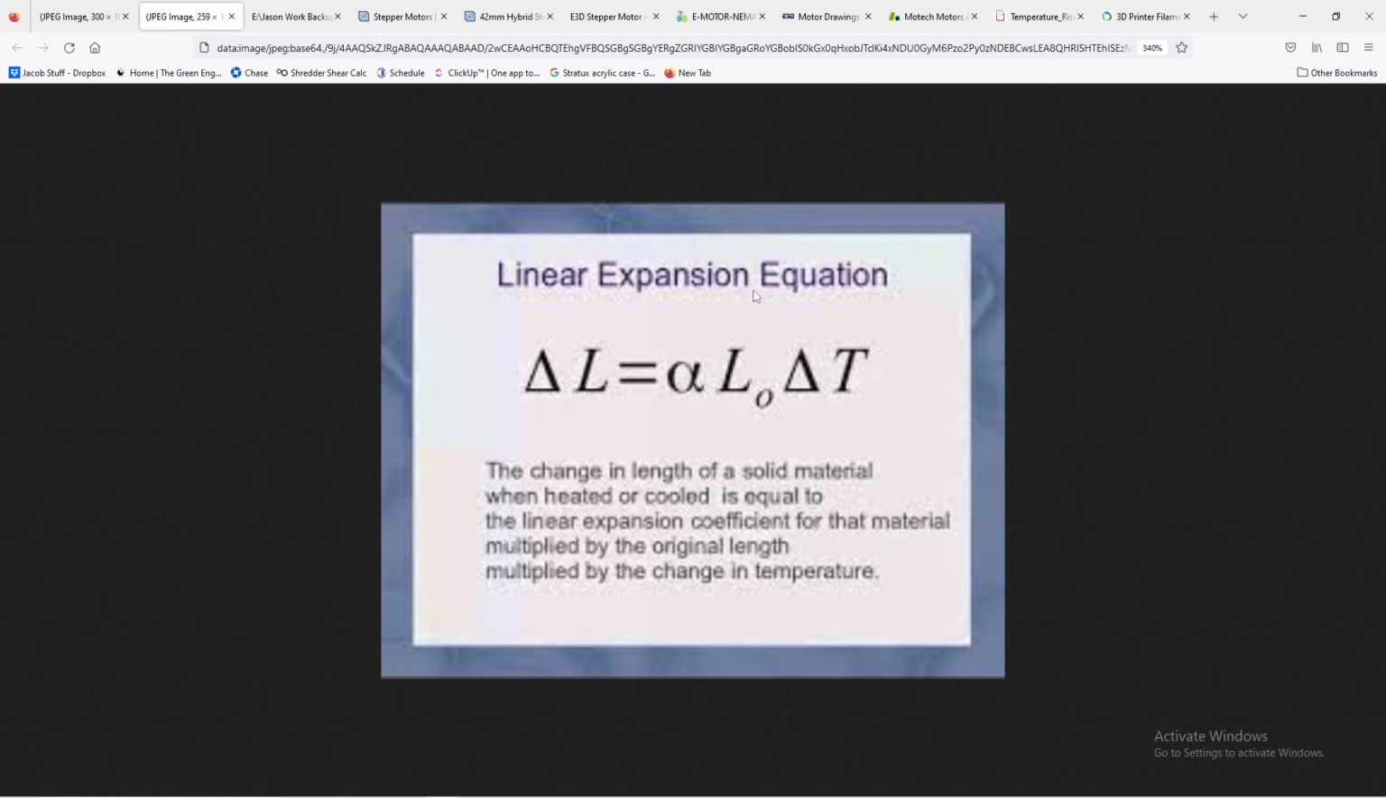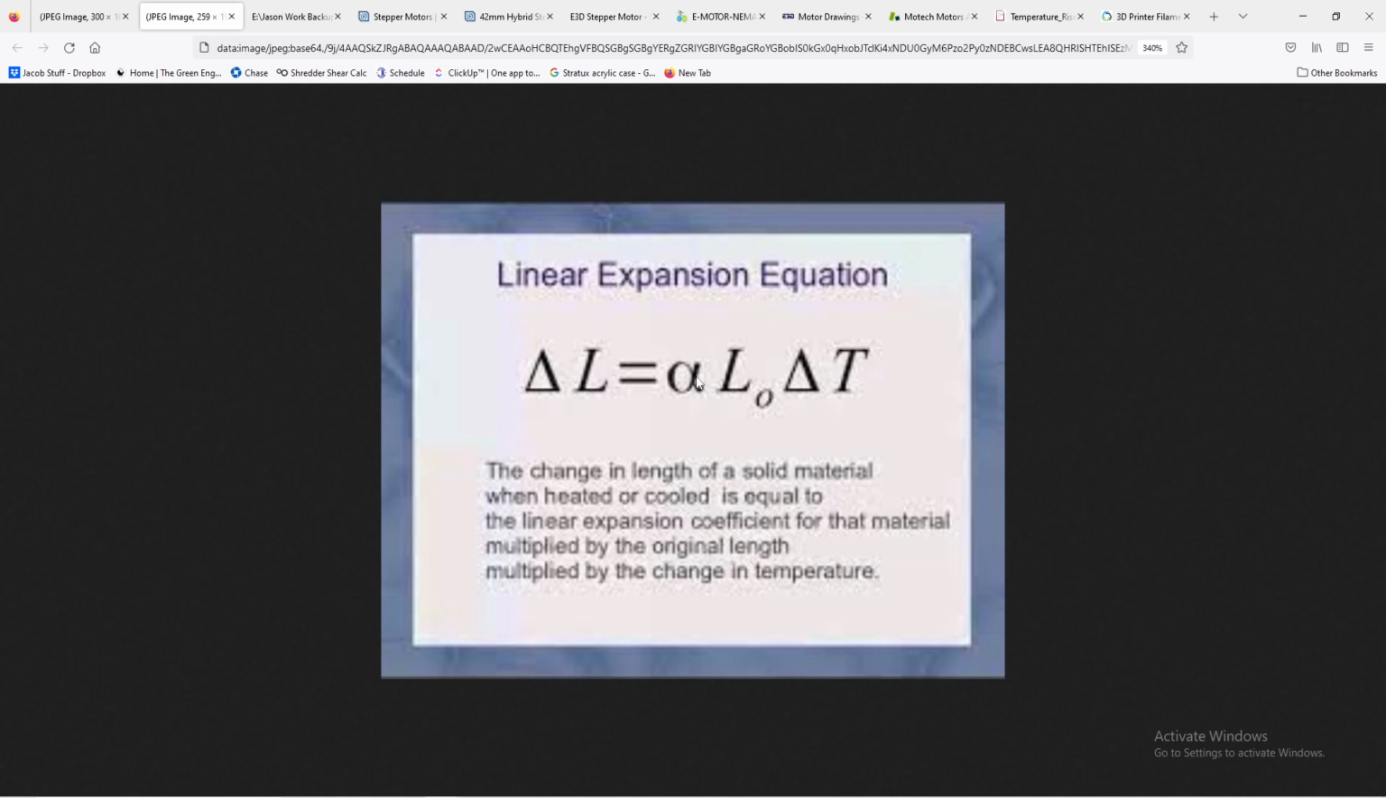Right? And then this is the linear expansion equation. So you can see here, this is the delta length, which means the change in length. And the equation is very simple. You have alpha here, which is the linear expansion coefficient. Plastics is generally pretty low, but you'll have different coefficients depending on the plastic, right?